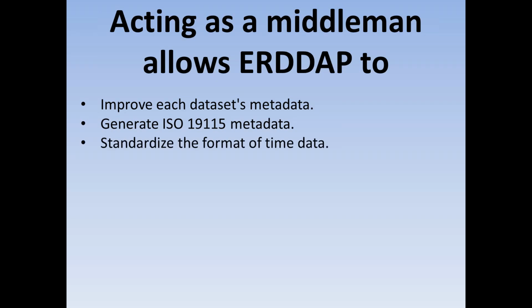ERDDAP standardizes the format of time data. So if it's representing time as a string, it comes out in the ISO 8601 format, that's year-month-dateThour:minute:second. Or if it's a number, it always comes out as seconds since 1970-01-01, which is so-called Unix time, and which is CF compatible since it's a numeric form of the time.